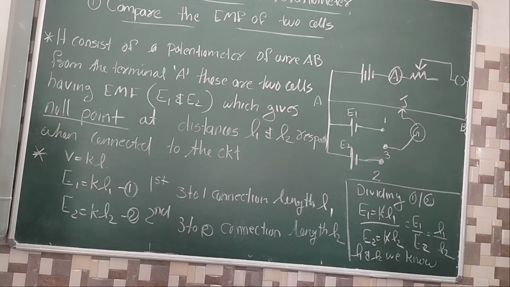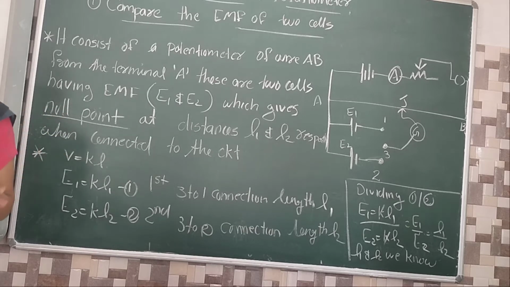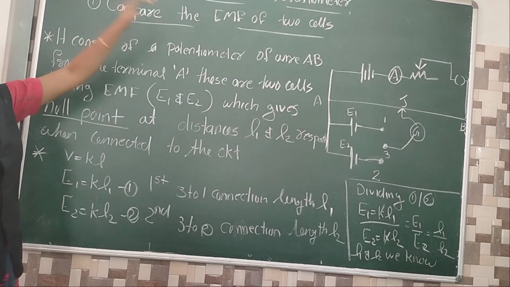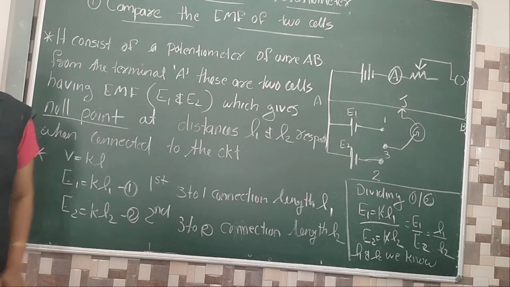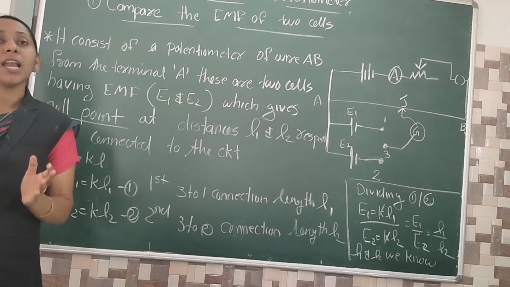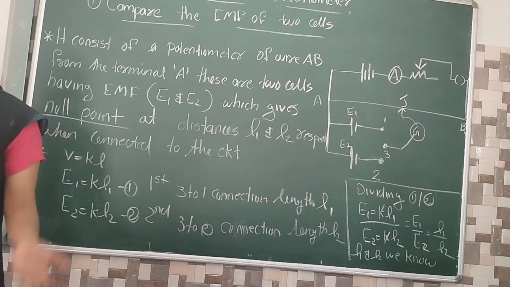Listen. So next is very easy. Potentiometer is already completed, so this one is very easy. Application of potentiometer: already two applications are there. First one is to compare the EMF of two cells. So two cells का EMF compare करना चाहिए. What is the meaning of EMF? Electromotive force. Actually voltage is EMF.